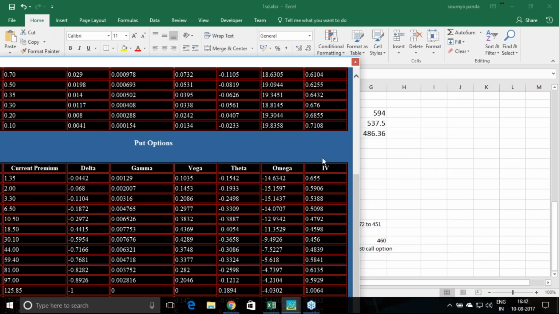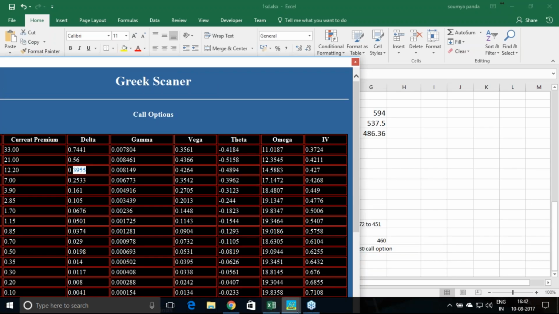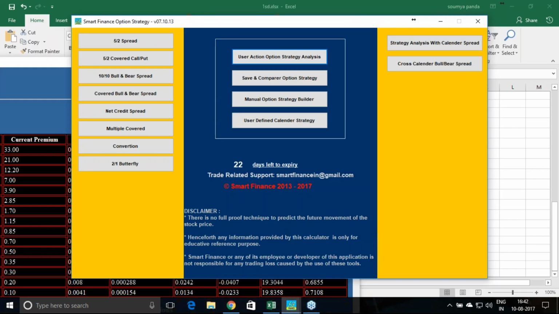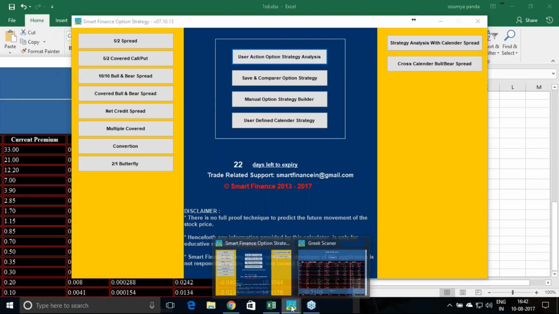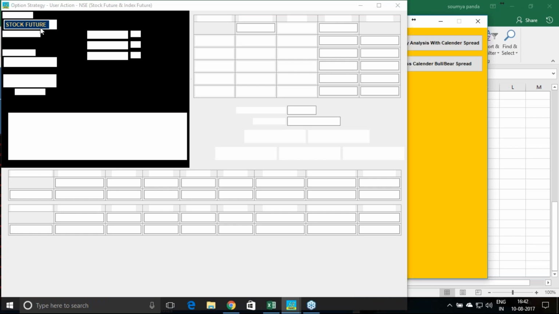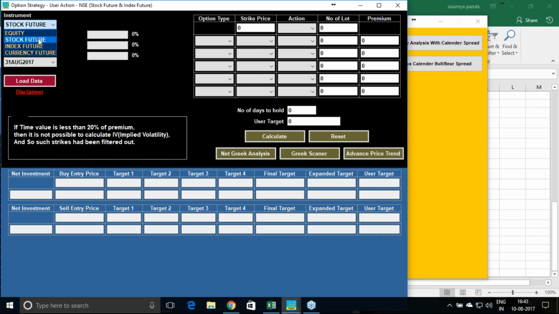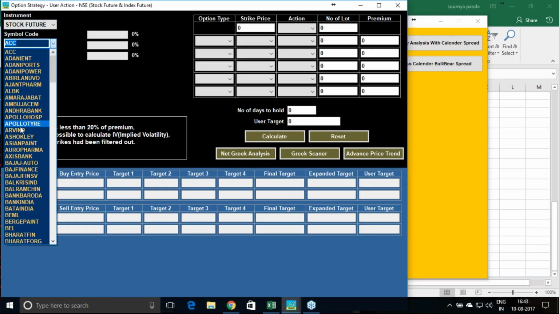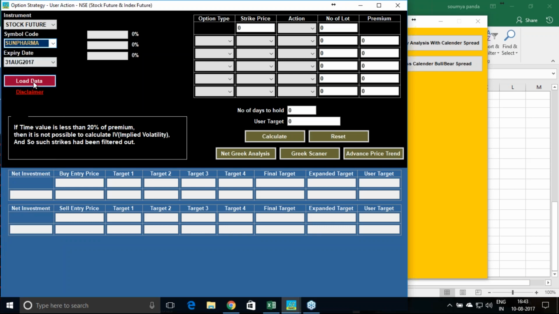So I'll be taking the help of our option strategy software. It has many features: user actions, compare, manual option strategy builder. I am taking this user action part. In this user action part, I'll take this tool, and once I take it, I'll load the data for Sun Pharma.